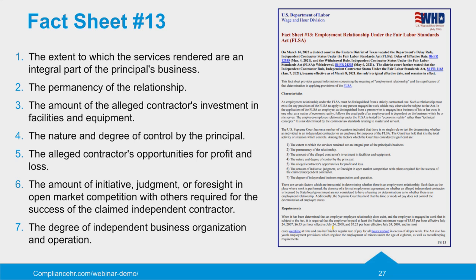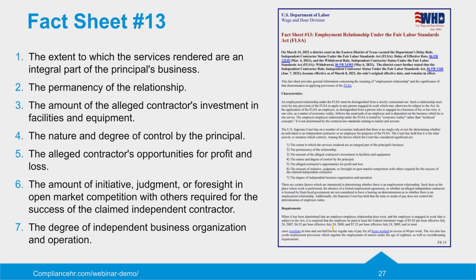There's the 7 factors. They're on your screen. I don't have time to go through them all today because I see I'm at 51 minutes, but basically, briefly: integral part of the principal's business, the permanency of the relationship, the investment that the contractor makes in facilities and equipment, the nature and degree of control, the opportunity for profit and loss, the amount of initiative, judgment, and foresight in open market competition with others, and the degree of the independent business organization and operations. Now, this Fact Sheet 13 just lists those 7 factors without much else in them.